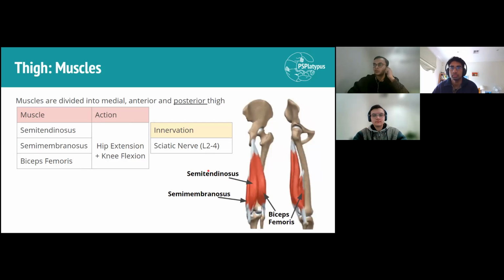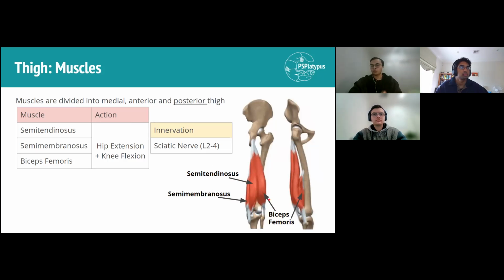So the thigh muscles, again, there's 3 compartments: anterior, medial, and posterior. We're going to start off with posterior because it's probably the simplest layer with only 3 muscles there. There's semitendinosus, which is this muscle right there, semimembranosus, which is over here, and then also biceps femoris.